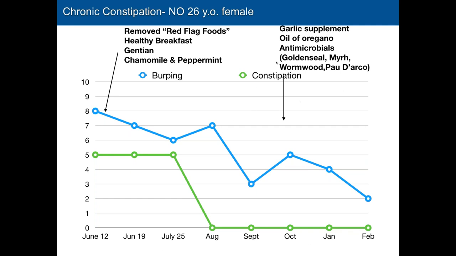So maybe there was an antibiotic that could have helped improve that better. But, you know, she was an unusual case because she had both the burping and the constipation going on. Or I thought, maybe you got this SIBO thing going on with you. And when I was talking to the guy in the labs, he definitely said it made a difference.